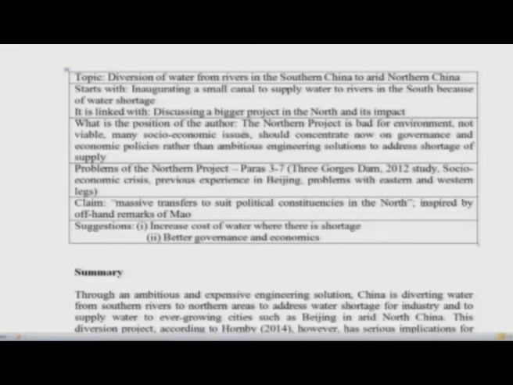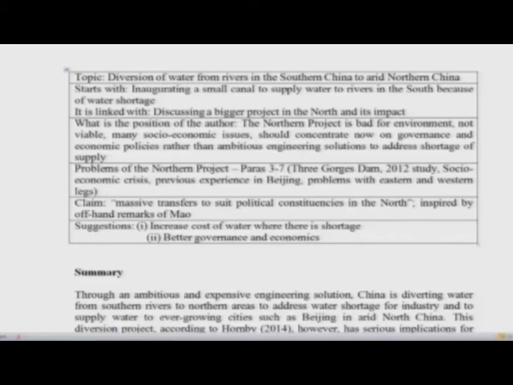So, what is the position of the author here? Clearly the project is bad for the environment, it has many socio-economic issues. So, therefore, the government should concentrate on governance and good policies. Then problems with the northern project, several things are mentioned, basically paras 3 to 7, like Three Gorges Dam, the 2012 study, then socio-economic crisis, previous experience in Beijing, 2008 Olympics, problems with eastern and western legs, and so on.